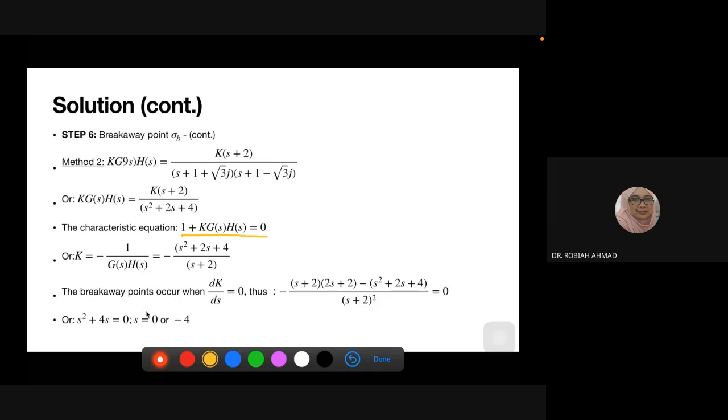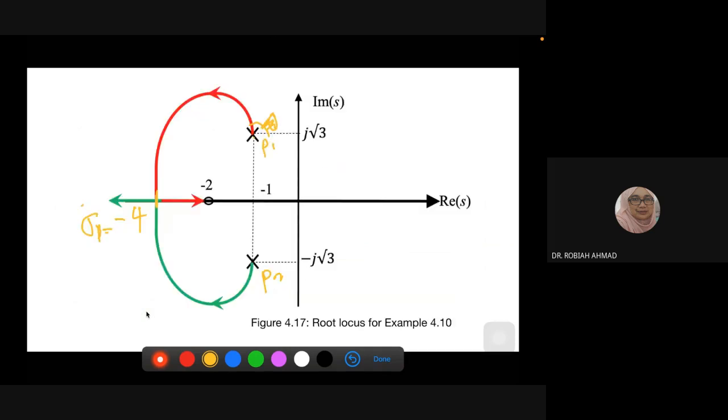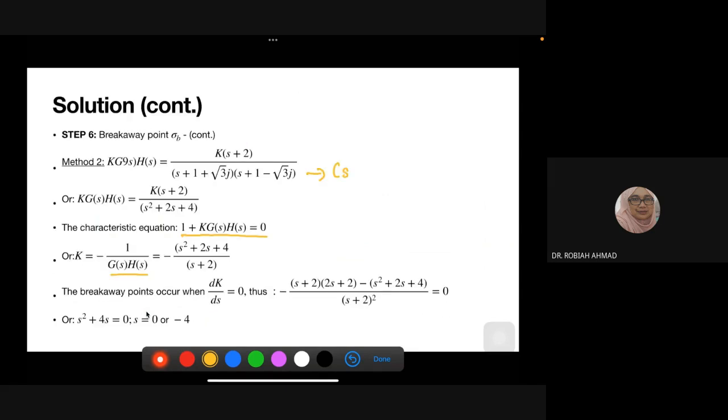So kita ada GHS which is S square plus 2S plus 4 yang atas ni. Sebab because dia 1 over GHS, jadi dia akan jadi terbalik lah. And this one is actually bila kita dapatkan dia punya polynomial S square plus 2S plus 4. Okay, so yang ni lah. Okay, and then to get the breakaway point, so this is K based on the characteristic equation here. Okay, K is minus 1 over GHS.